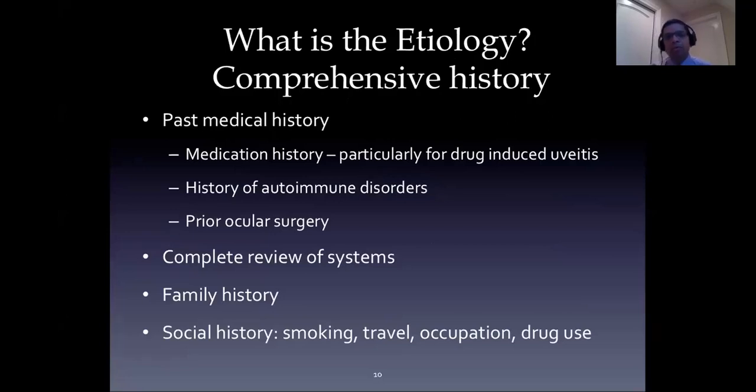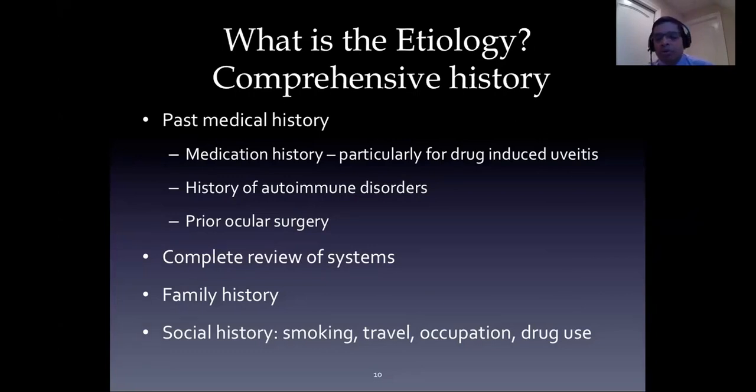When I do a comprehensive medical history, I really do a thorough evaluation, for example, of what drugs the patient is taking, what current medical problems are active in the patient, and also, is there a history of autoimmune disease? Is there prior ocular surgery that can tell me, hey, this patient had multiple retinal surgeries in one eye and is now presenting with panuveitis in both eyes? This could be sympathetic ophthalmia.